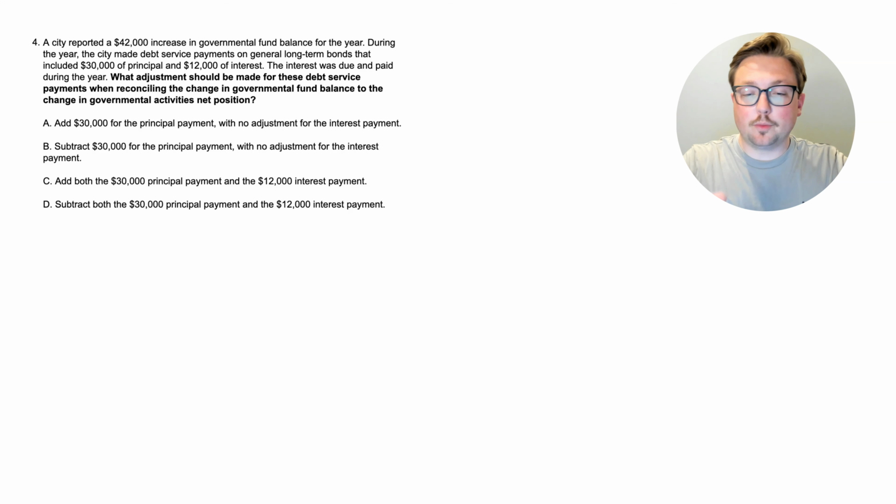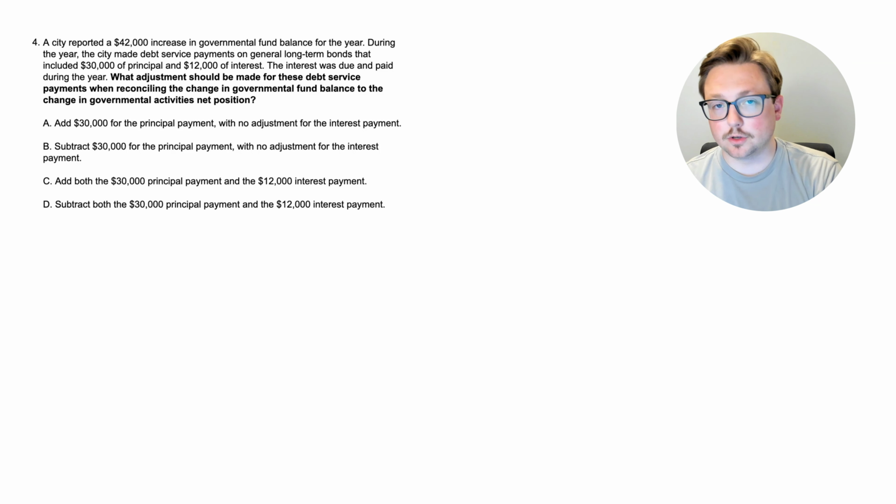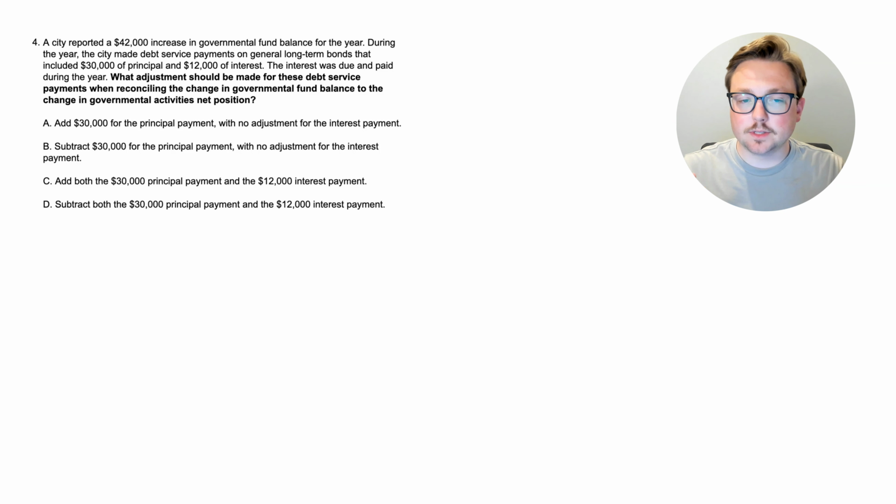Okay, so now that we've read that part, the options actually make sense. So they had a $42,000 increase in the fund balance. They had debt service payments where $30,000 was principal, $12,000 was interest. So what adjustment are we going to be making when we're reconciling from the change in fund balance to the change in governmental activities net position?